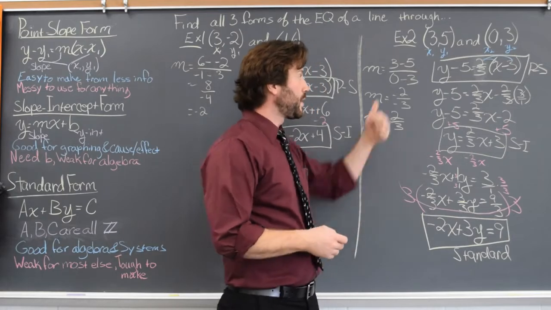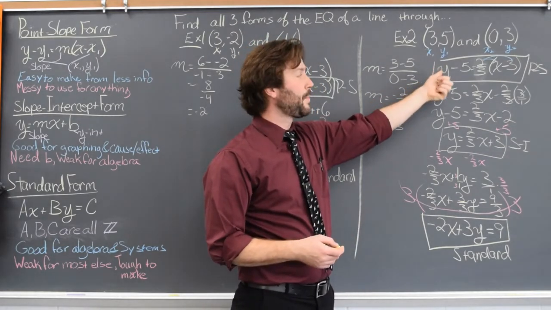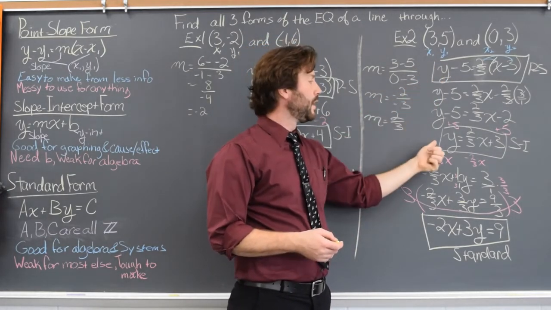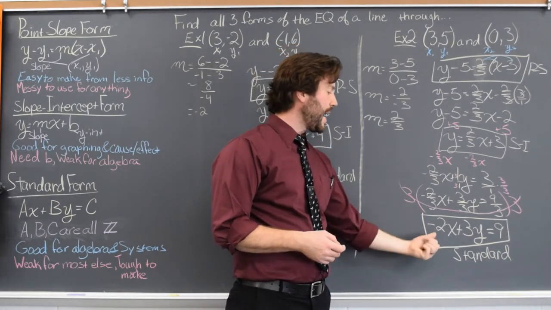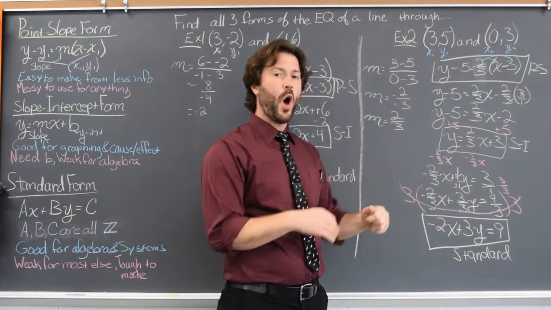Okay, so this is point slope: y minus y1 equals m times quantity x minus x1. Slope intercept is y equals mx plus b. And standard form is ax plus by equals c, all integers.